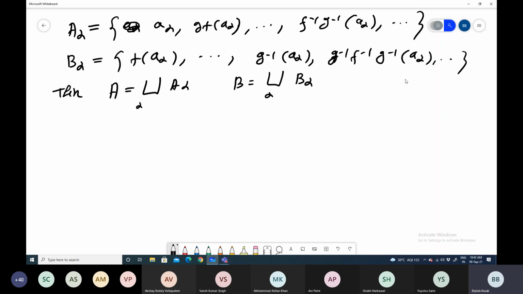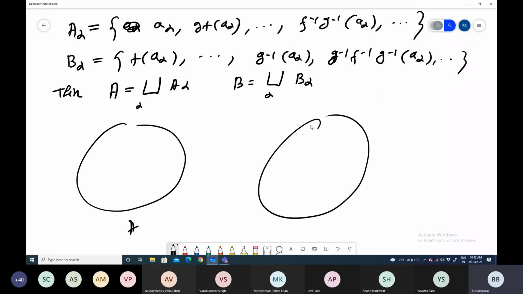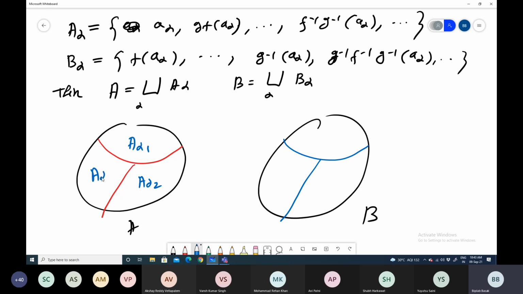So now suppose this is your A and suppose this is your B. So you have a partition actually. Say this is your A alpha 1, A alpha 2, A alpha 3, and similarly B alpha 1, B alpha 2, B alpha 3. So this forms a partition. So you can write A as a disjoint union of some sets.